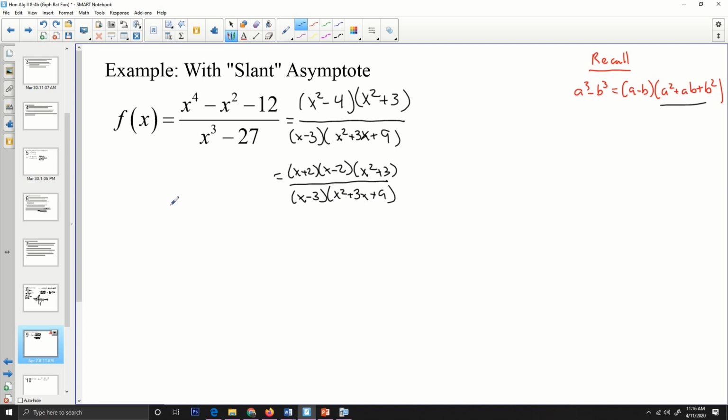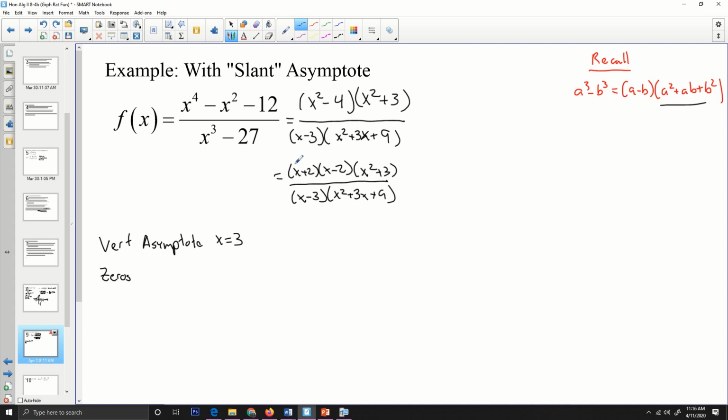All right, so I have nothing that cancels out. And so the only 0 in the denominator is going to give me a vertical asymptote at x equals 3.